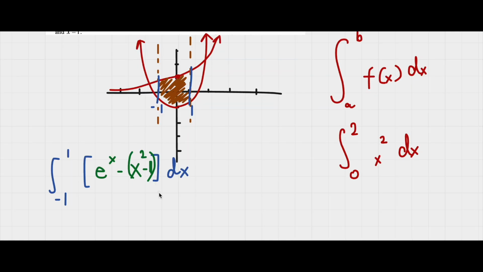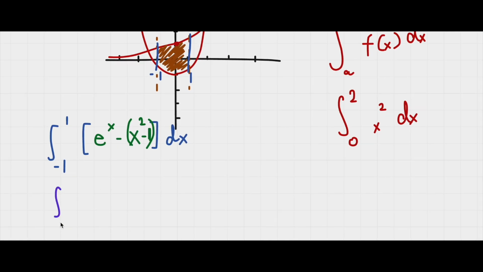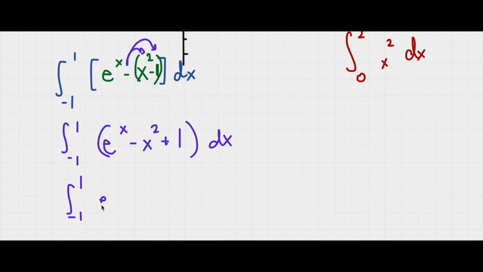Once we have this, we're just going to expand. I'm going to expand this negative, so this becomes -x squared plus 1. I'm going to now split up this integral because every single term can be split up separately.